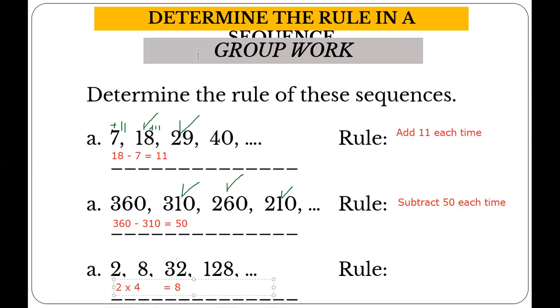Now, let's try to apply it in here. Times 4 equals 32. It's correct. 32 times 4 is 128. Again, correct. Therefore, what is the rule? Therefore, our rule is multiply by 4 each time. Okay, I hope you understand this part. Okay, let's move to the next lesson.